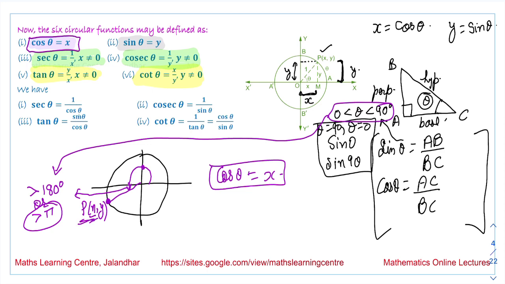Whatever the value of, I am talking about this angle over here, this angle is theta. I am talking about sin theta, that will be equal to y. Whatever the value of y is, that is the value sin theta. So how are we going to find that value? We draw these two lines over here.